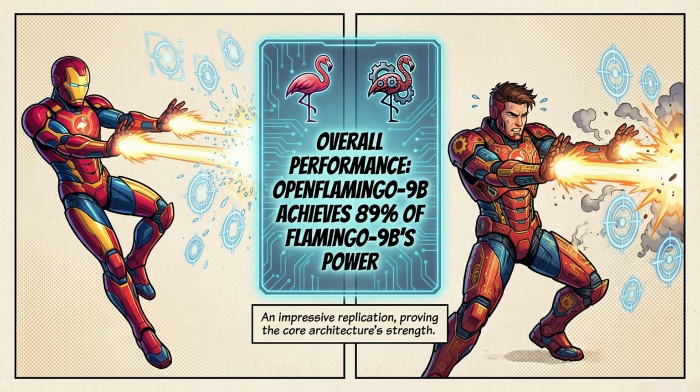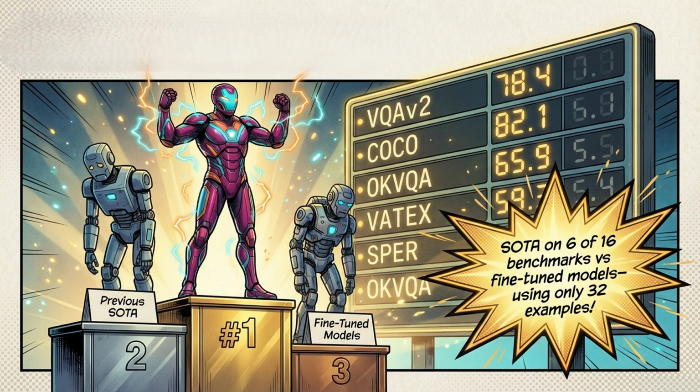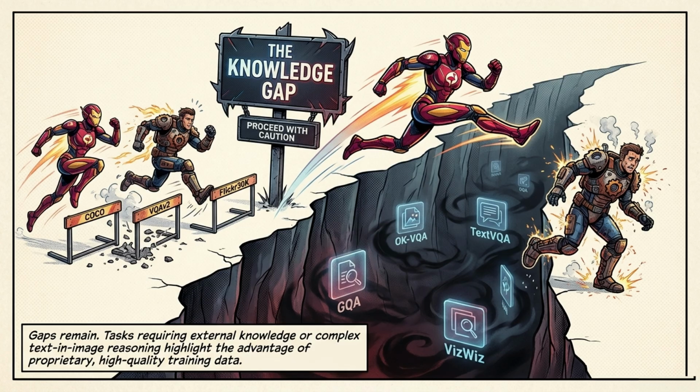The results are impressive for an open-source effort. OpenFlamingo 9 billion achieves 89% of Flamingo 9 billion's performance on average across 7 benchmarks. On some tasks, like VQAv2 and COCO captioning, OpenFlamingo nearly matches or even slightly exceeds Flamingo's zero-shot performance. However, gaps remain on tasks requiring external knowledge like OKVQA and text reading like TextVQA.